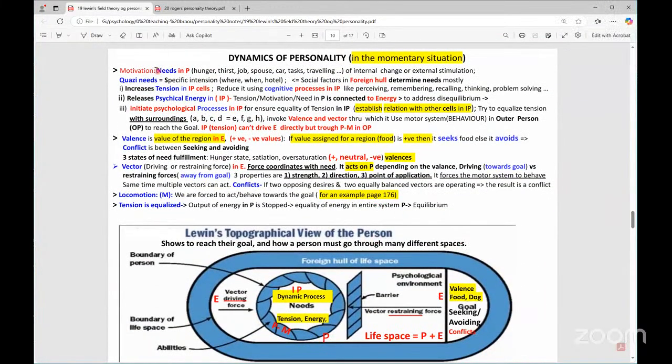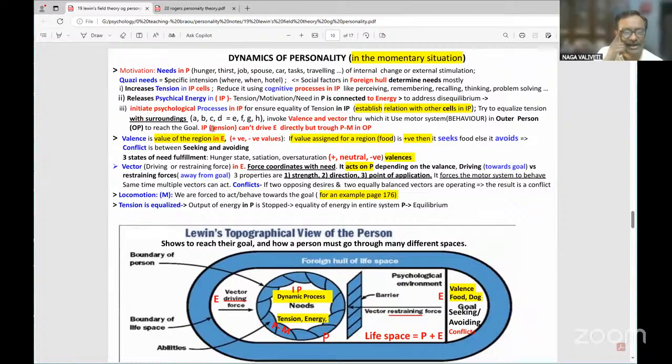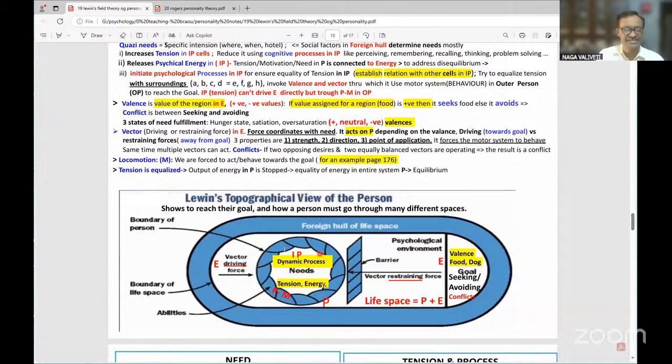So needs are nothing but the motivations. There could be quasi needs also. Quasi needs are specific: where to go, which hotel to go to, which items to eat. This is specific, or called quasi needs. That increases the tension. Once this need arises, the tension is increased in the IP.